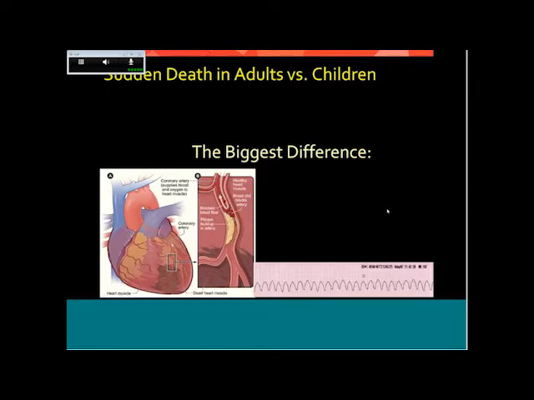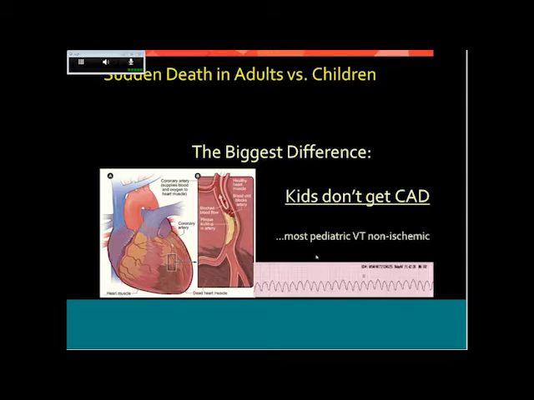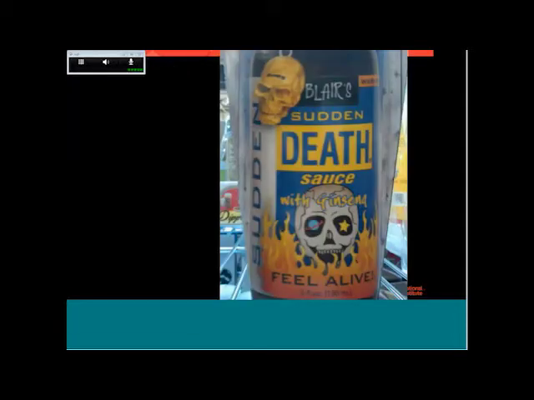I mentioned the biggest difference between adults and children is that most kids don't get coronary artery disease, at least enough to cause plaque buildup and obstruction, causing myocardial infarction of the coronary arteries or ventricular tachycardia. So most pediatric ventricular tachycardia is non-ischemic.